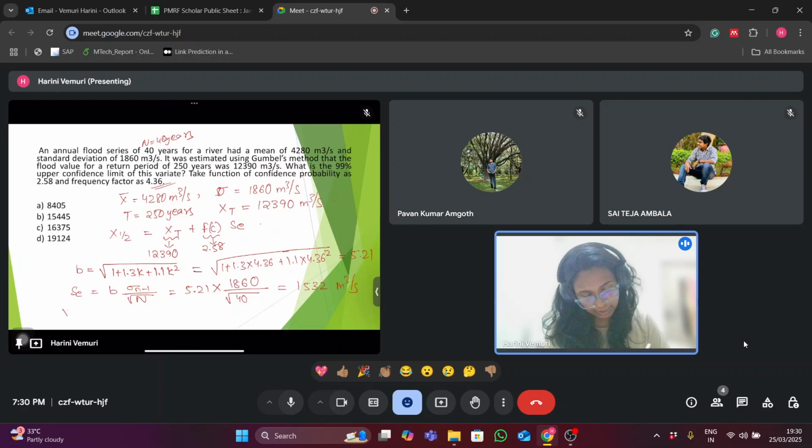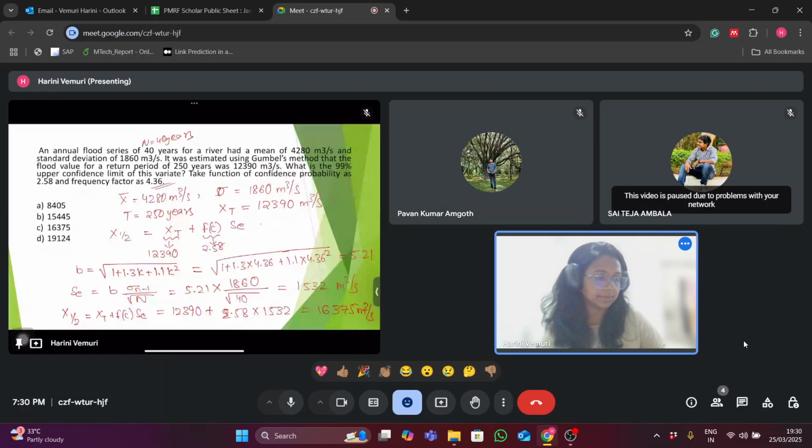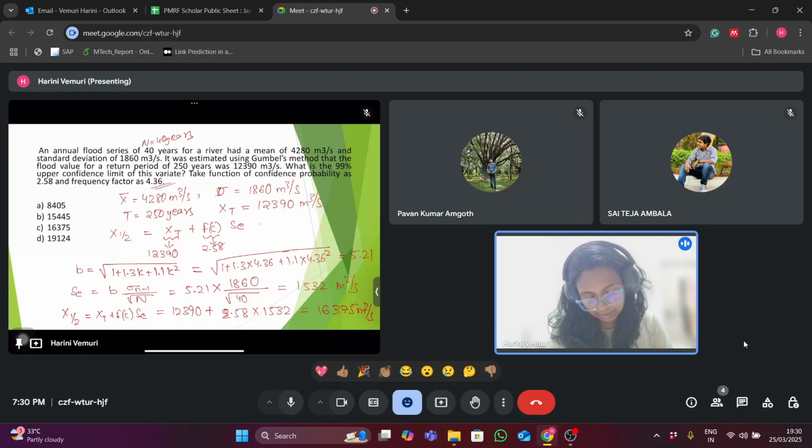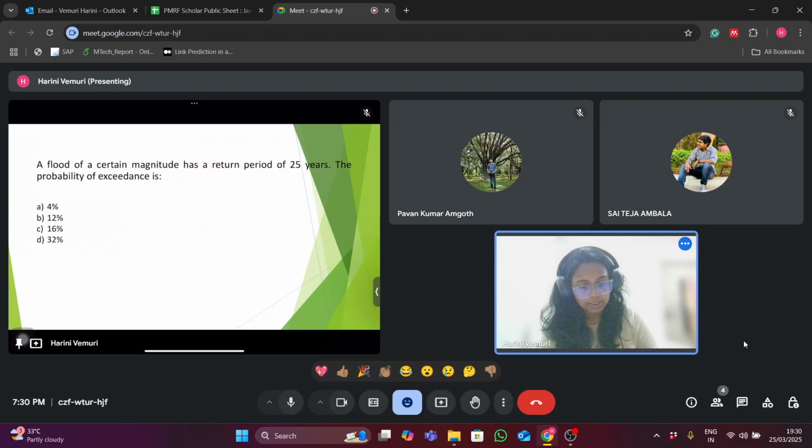So the upper limit will be xt plus f of c into sc, that is equal to 12390 plus 2.58 into 1532, that is equal to 16375 meter cube per second. So the answer is option C. So this is our upper limit of the confidence interval.